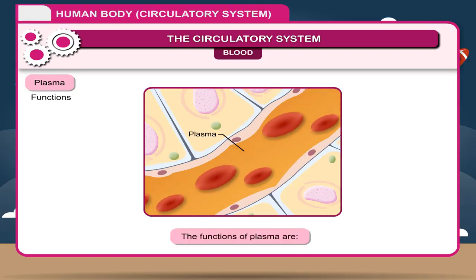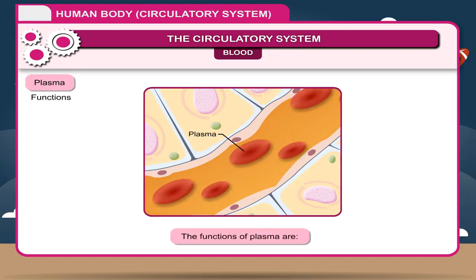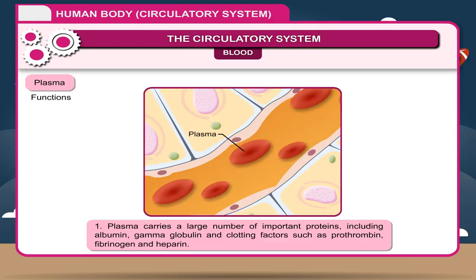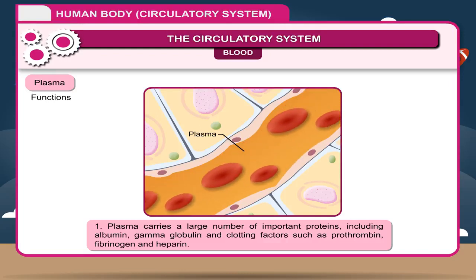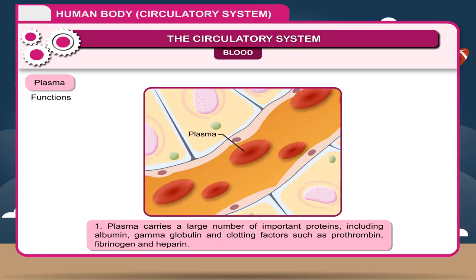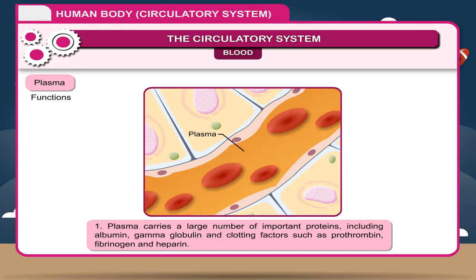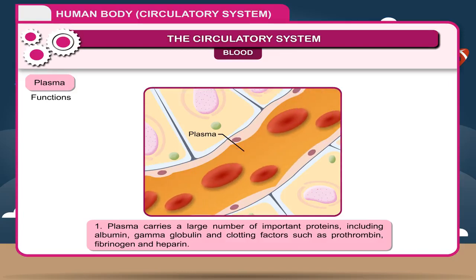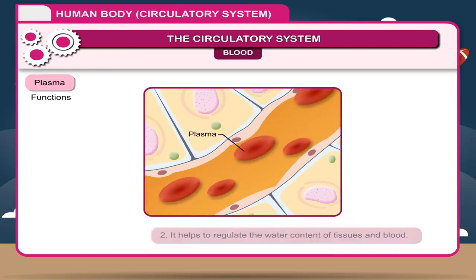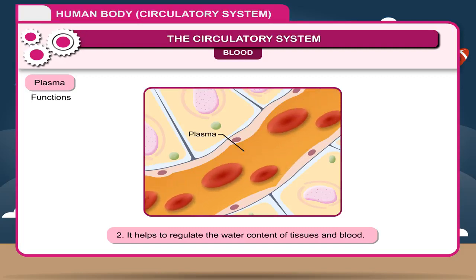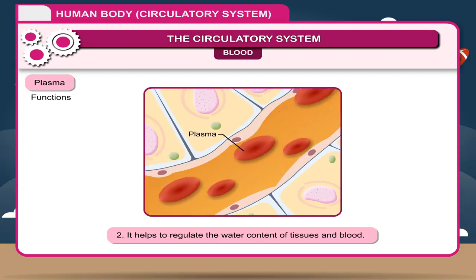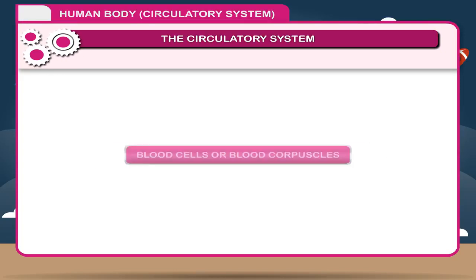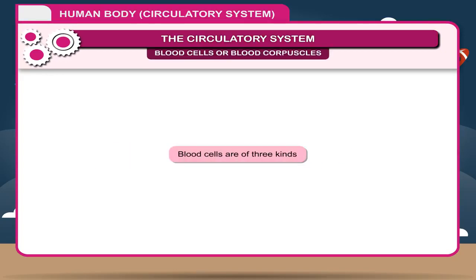Functions. The functions of plasma are: 1. Plasma carries a large number of important proteins, including albumin, gamma globulin, and clotting factors such as prothrombin, fibrinogen, and heparin. 2. It helps to regulate the water content of tissues and blood. Blood cells or blood corpuscles. Blood cells are of 3 kinds.